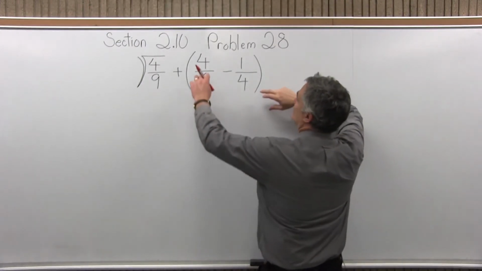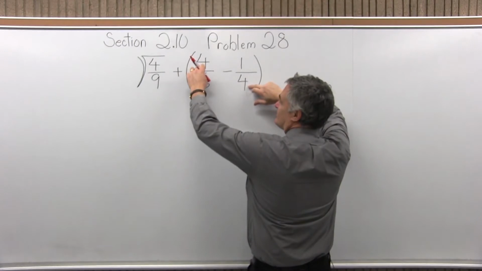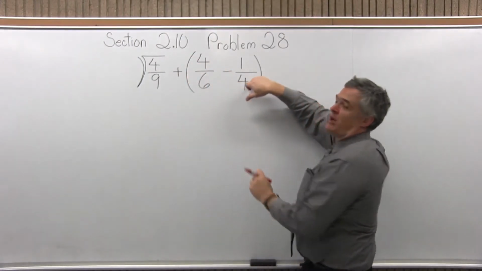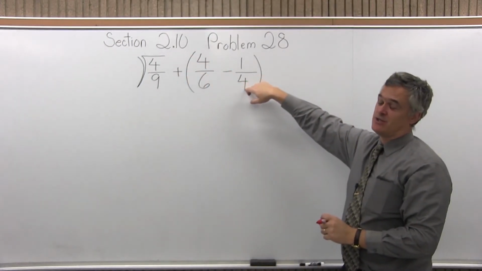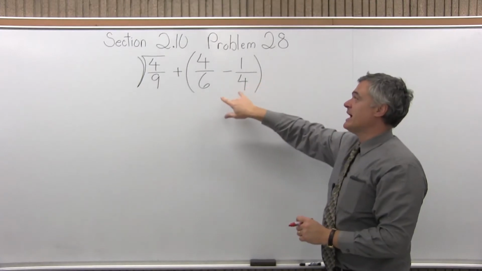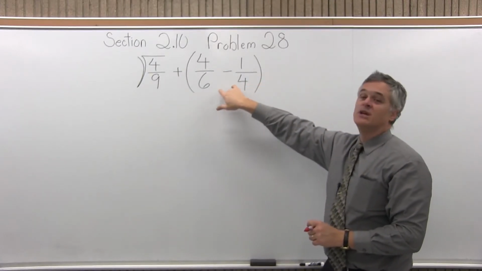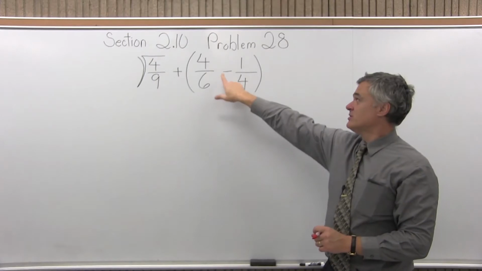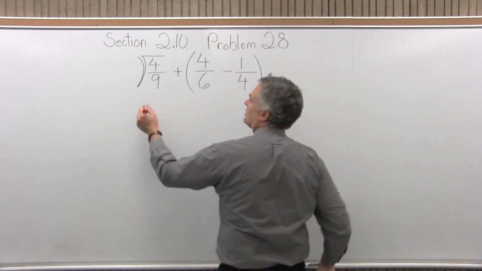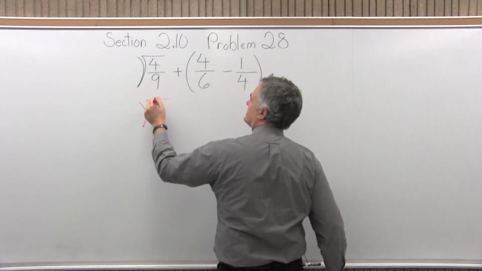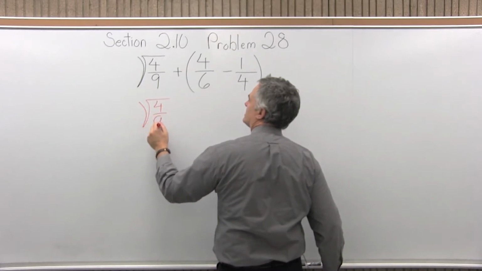Now, in this case, notice the 4 on top, 4 on the bottom. You cannot cancel those. You might be tempted to, but it's not a multiply in between. It's a subtraction, so you cannot just cancel the 4s. What you have to do is the work in parentheses first. You need to make a common denominator in order to do that subtraction. So the square root out in front of the parentheses, I can leave that for the next step.